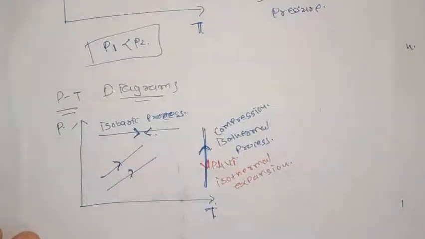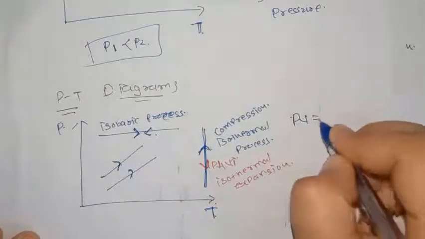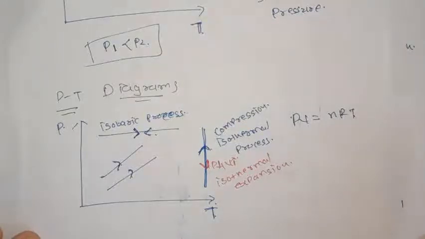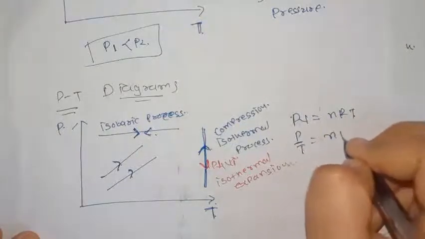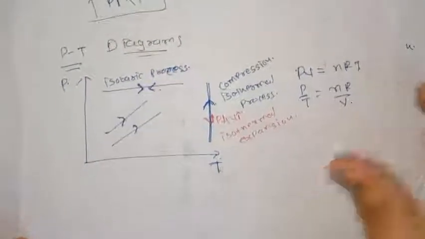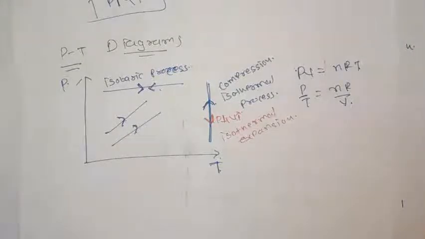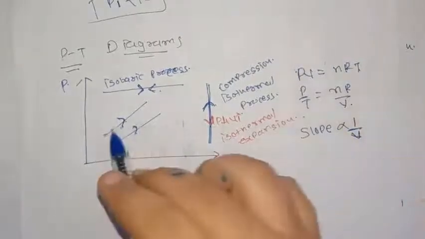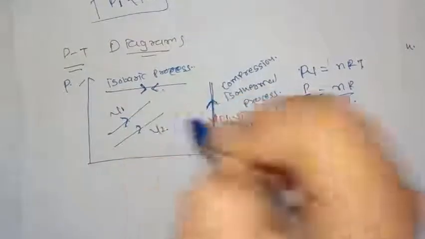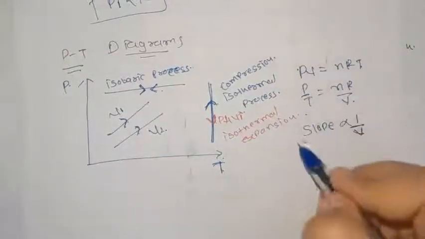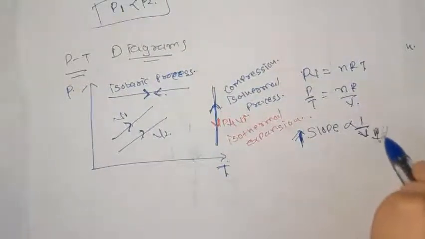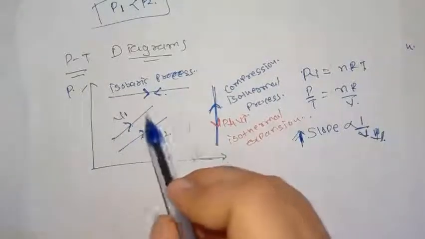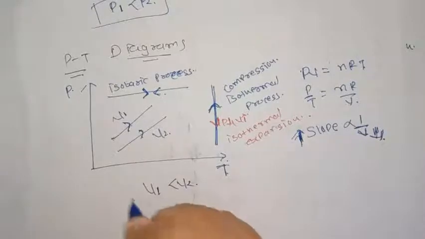Again, in this graph also we can draw some straight lines having some slope. From the ideal gas equation, PV is equal to nRT. We can write P by T is equal to nR upon V. P by T is the slope of this graph. So we can write slope is inversely proportional to V. So slope will give us the volume. If we have drawn for two different volumes, V1 and V2, then the graph having more slope will have lesser volume. As the slope of V1 is more, then we can write V1 is less than V2.